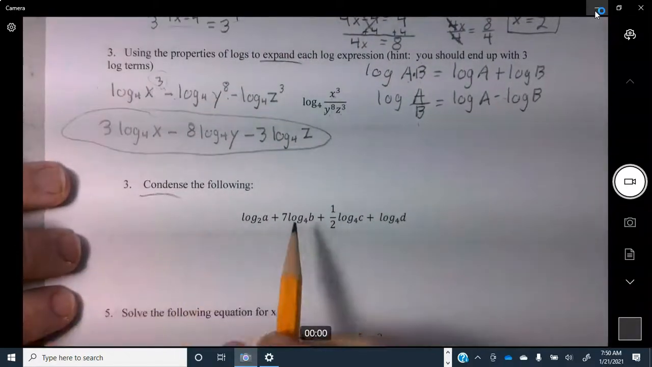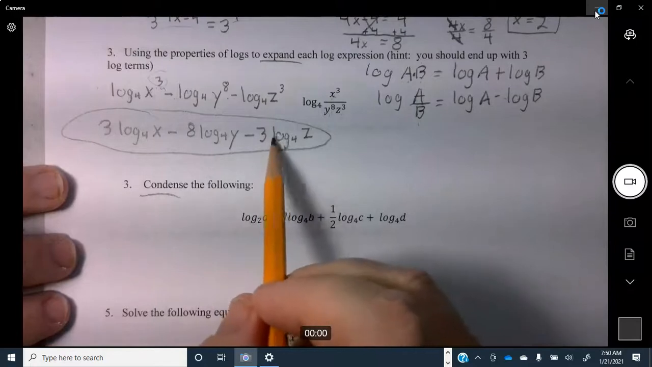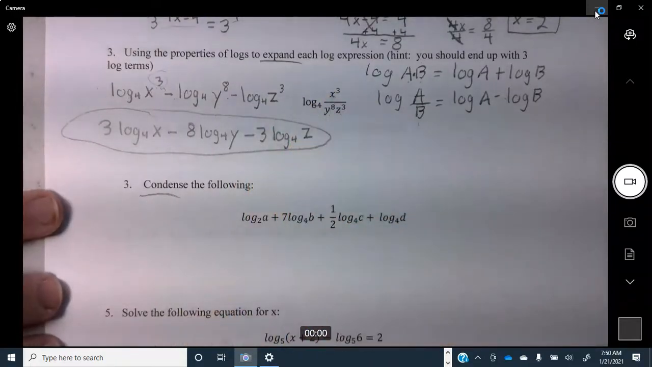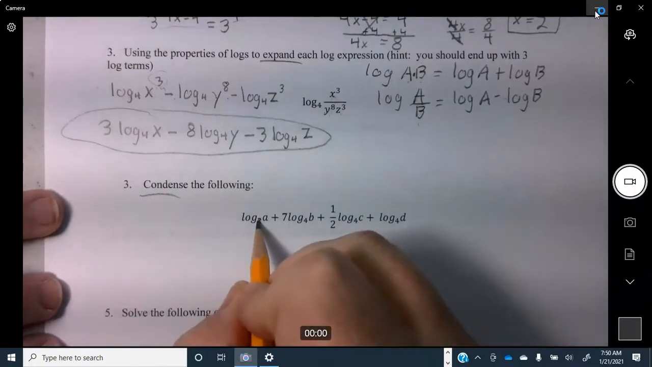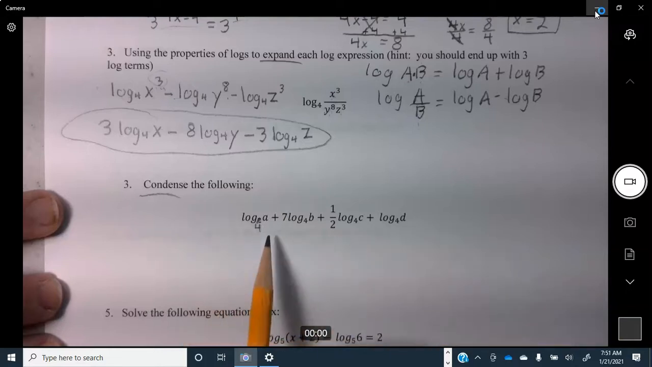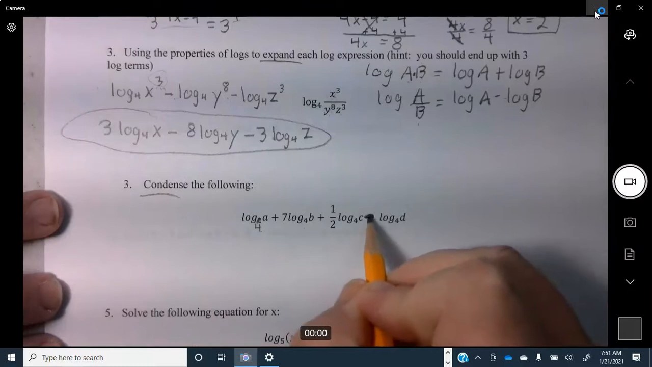Condense. That's going in the opposite direction. It's just doing exactly the opposite of what this did, so you end up with something that looks like that with a single log. Okay, so we have, and I didn't correct this error. That should be a base 4 there. I'm sure I corrected it on the test. So everything should be the same base. It's base 4.